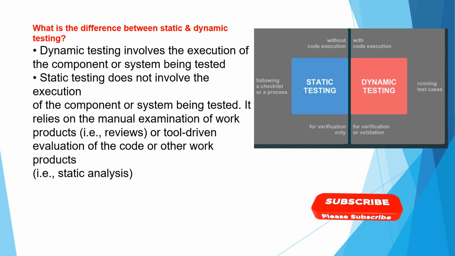When you do static testing, you follow a checklist or a process, for verification purposes only. When you do dynamic testing, you do verification as well as validation. These are the two differences you really need to know. They might be written in very small print, but these lines are very important. So when people ask you about static and dynamic testing, static is for verification only, and dynamic testing is for verification and validation, when you're running the test cases.